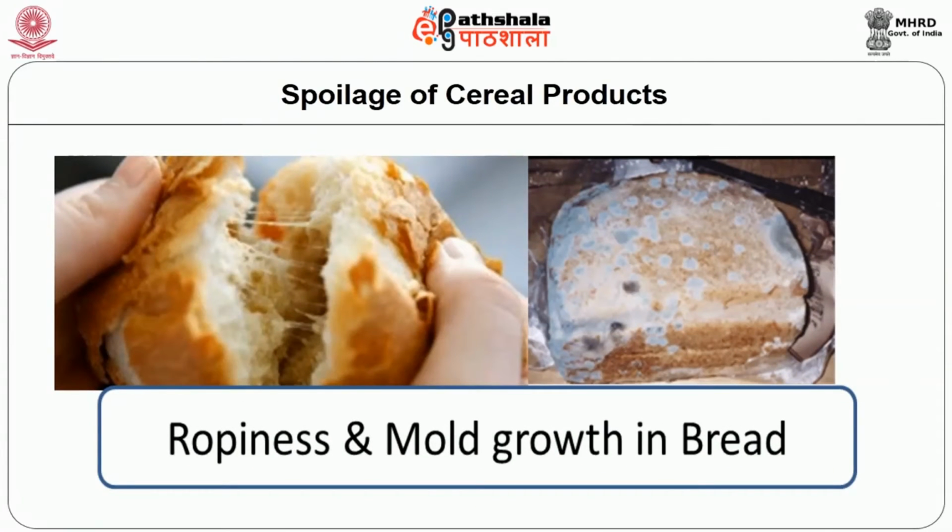Ropiness is often observed in home-baked bread, which is caused by Bacillus subtilis or Bacillus licheniformis. Slimy material with unpleasant odor is observed in such breads. Chalky bread is one type of bread spoilage which is caused by Endomycopsis fibuligera and Trichosporon. This type of spoilage is characterized by development of white chalk-like spots on the surface of bread.